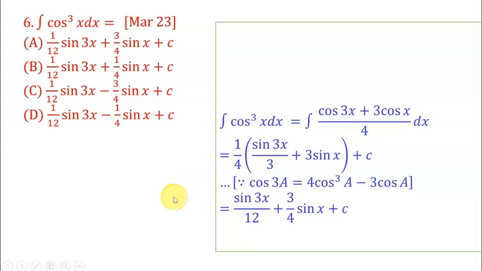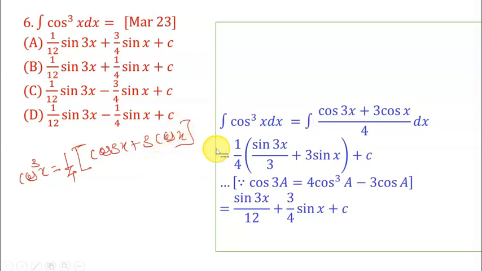The formula is cos cube x is equals to 1 by 4 into (cos of 3x plus 3 cos of x) bracket complete. Okay, and here we have substituted the value of cos cube x. Now take 1 by 4 outside. What is the integral of cos of 3x? Integral of cos of 3x is sine of 3x upon the derivative of 3x, which is 3, and the integral of cos of x is sin x, that is 3 into sin x bracket complete.